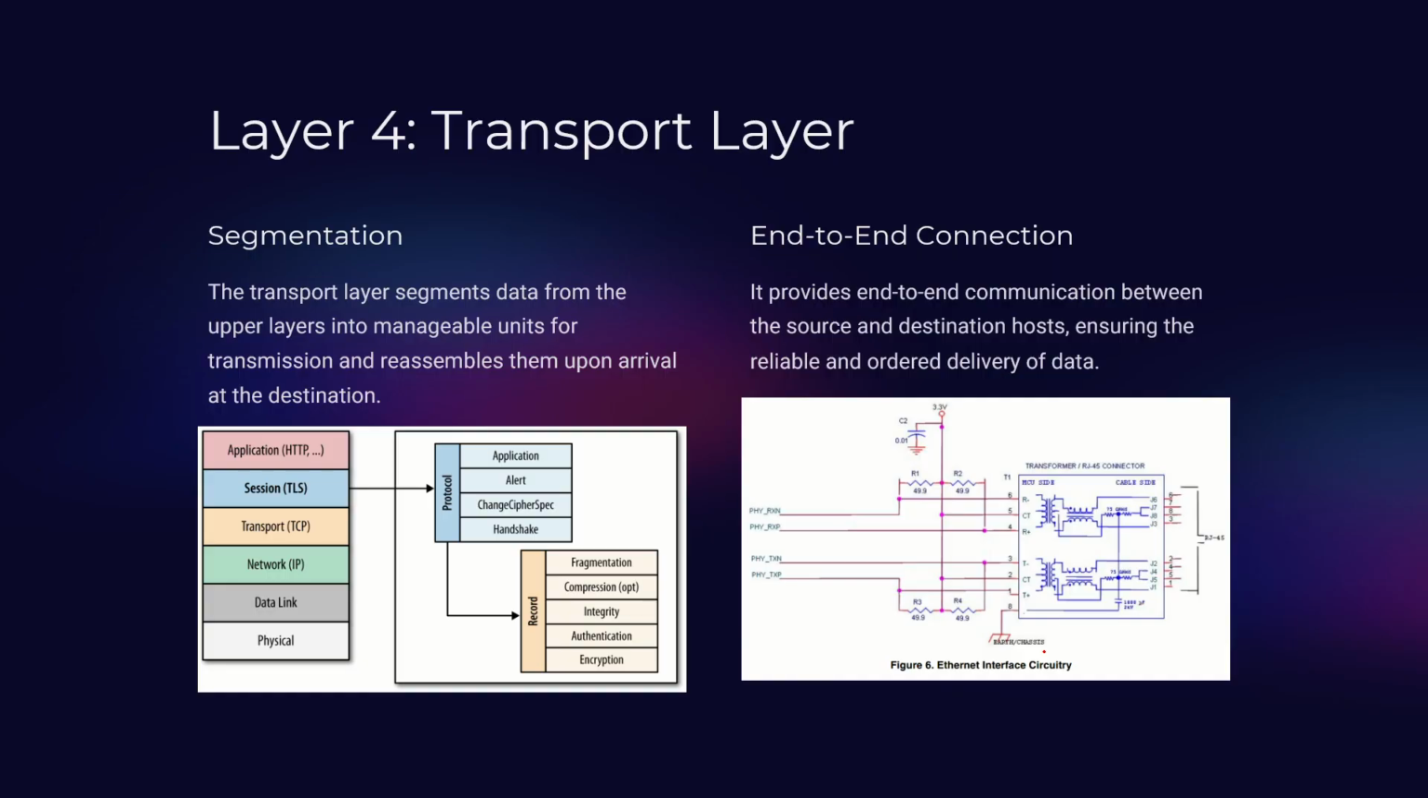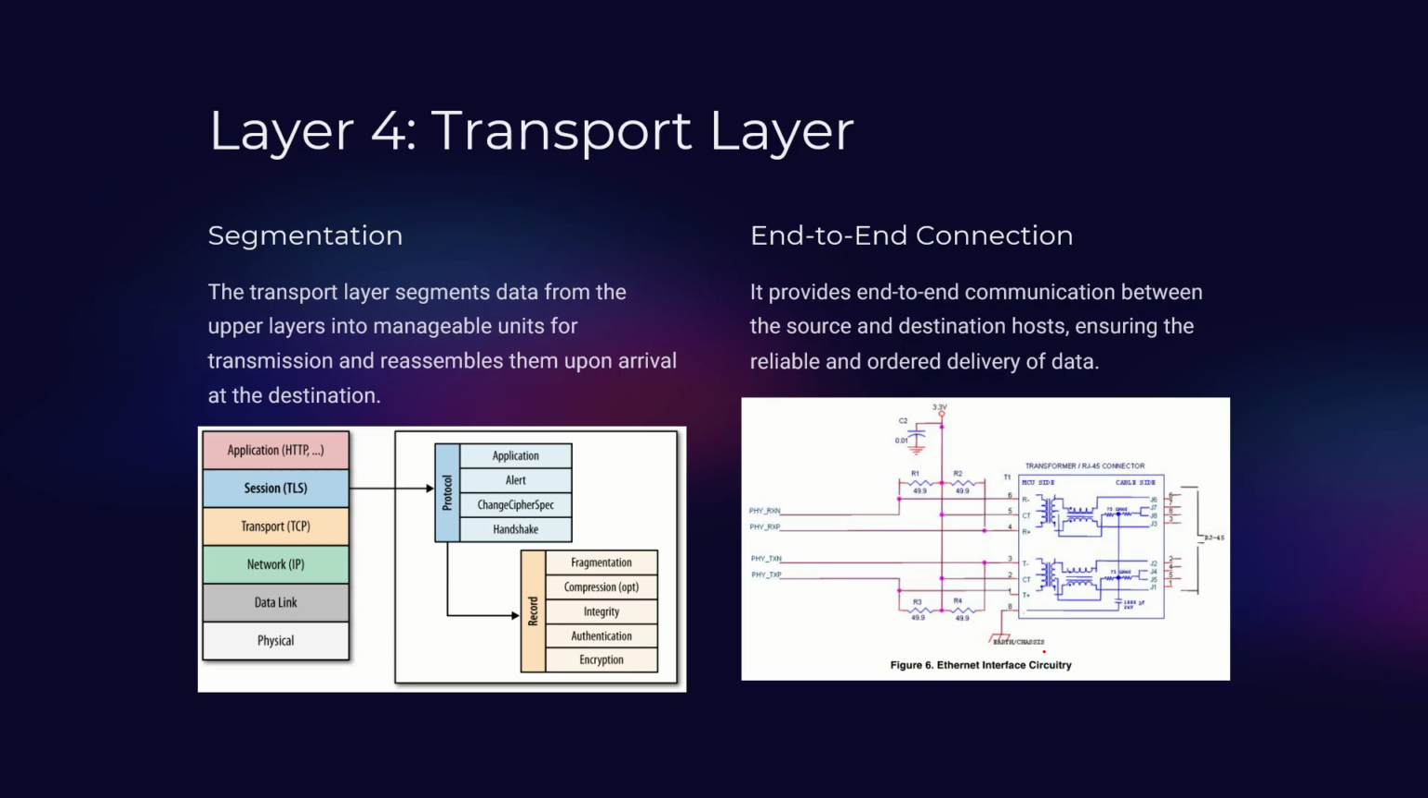Then segmentation, which comes under the transport layer. Segmentation: the transport layer segments data from the upper layer into manageable units for transmission and reassembles them upon arrival at the destination. End-to-end connection: it provides end-to-end communication between the source and the destination host, ensuring reliable and ordered delivery of the data.